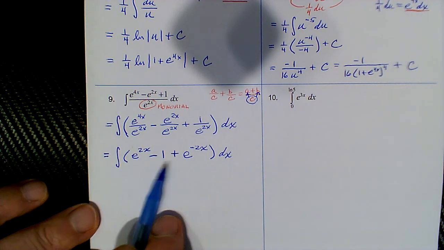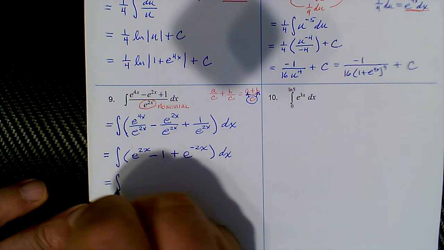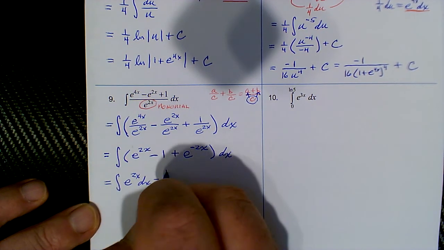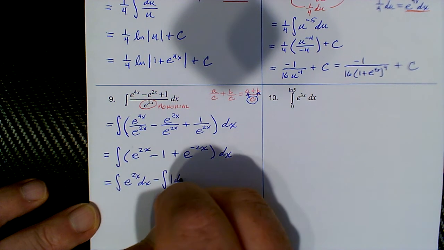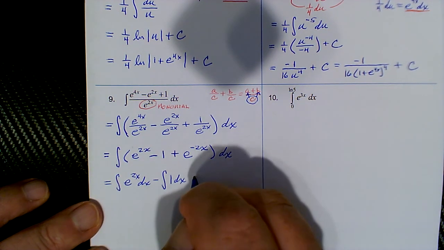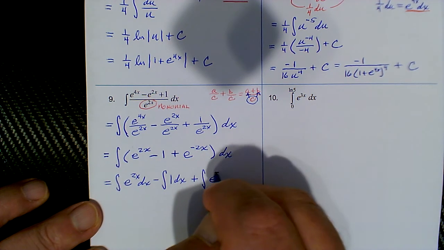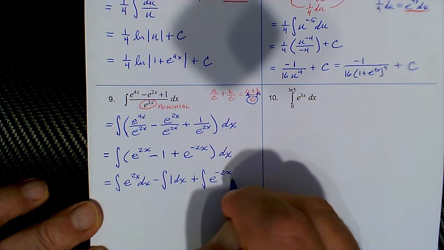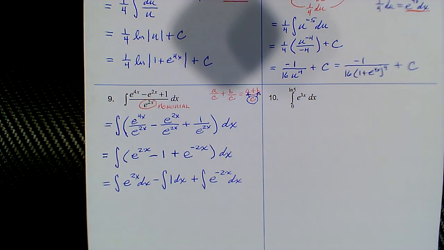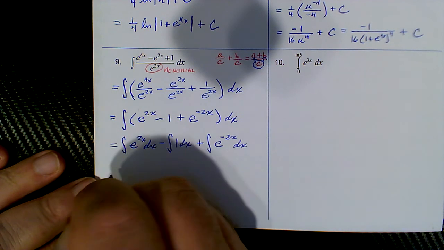Now notice everything is integrable, and if you want to separate it into 3 integrals, as I'm doing here, that's fine. So the integral of e to the 2x with respect to x, minus the integral of 1 with respect to x, and then plus the integral of e to the negative 2x with respect to x. Or if you just jump right in there and integrate, that would have been fine as well.